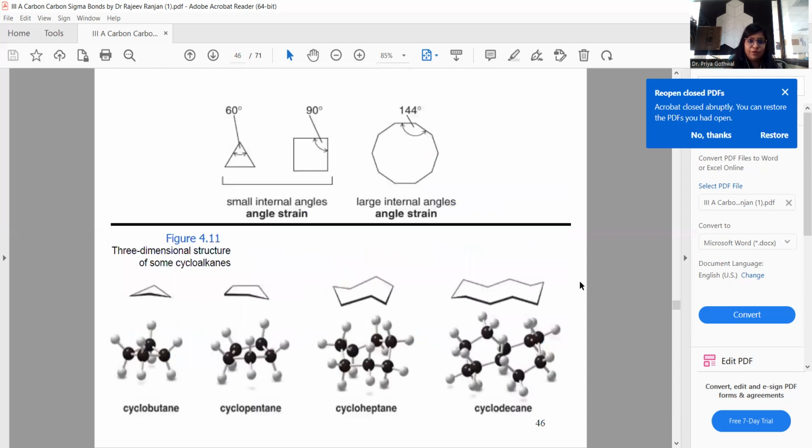In this video, we can see the small internal angles, which is known as angle strain, in 60 degrees. Here is 90 degrees, and the larger internal angles, which is known as angle strain, which is 144 degrees. The three-dimensional structure of some cycloalkanes is shown here.